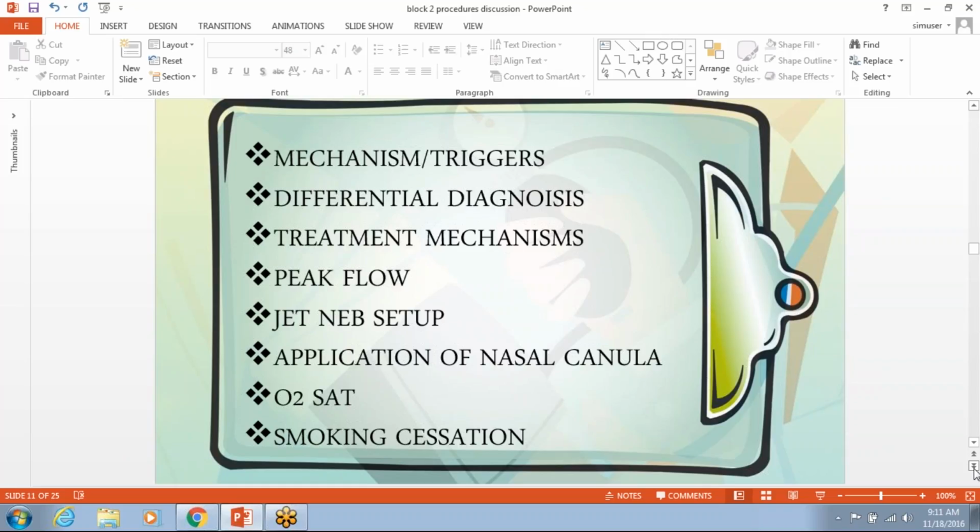On the O2 saturation, we did that at the first case, but these are respiratory cases, so this might be more useful this time. And then smoking cessation in this case.